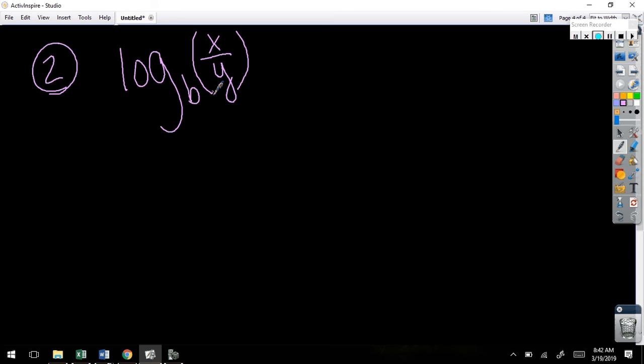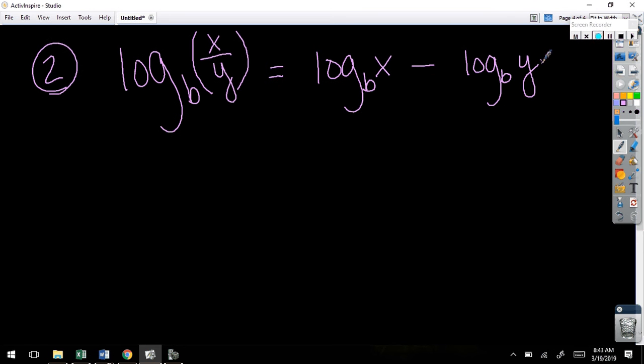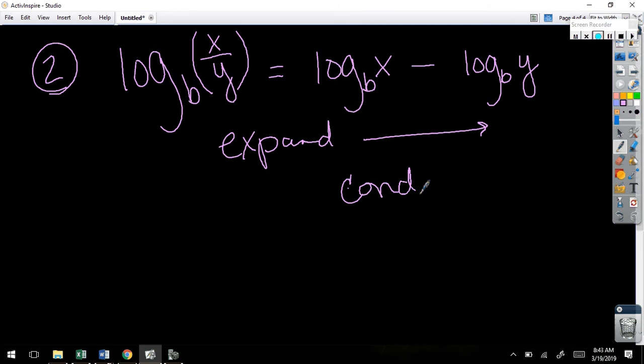You subtract. You're absolutely right. We subtract. We split it up: log base b of x minus log base b of y. Somebody said you subtract and they knew because when you're dividing and you're talking about exponents, we subtract when we divide. So same thing with the logs. Again, from left to right is expand, and from right to left is condense.